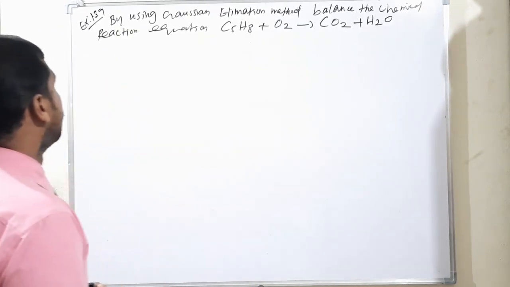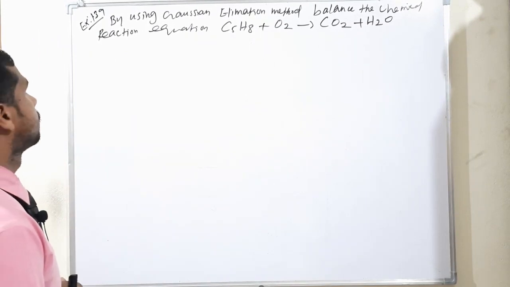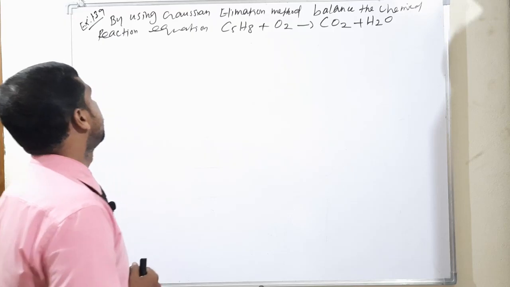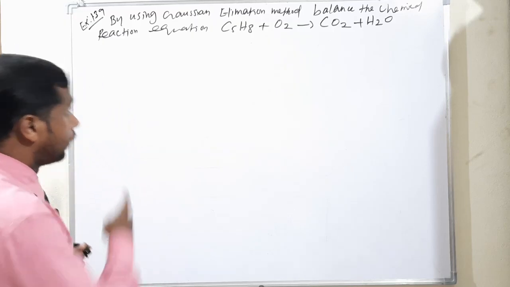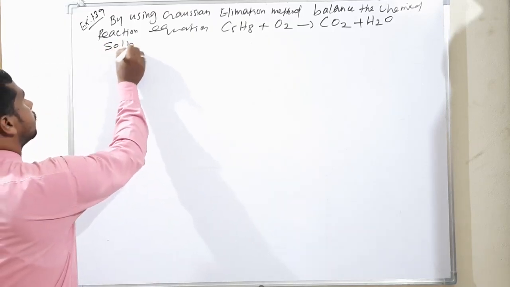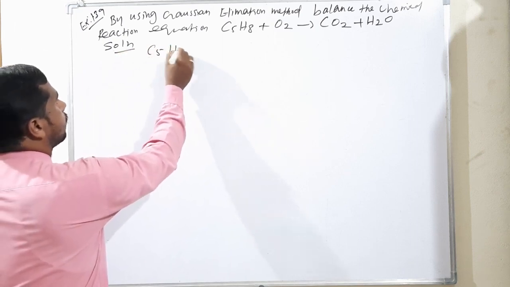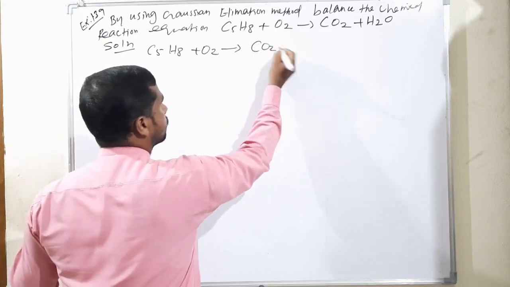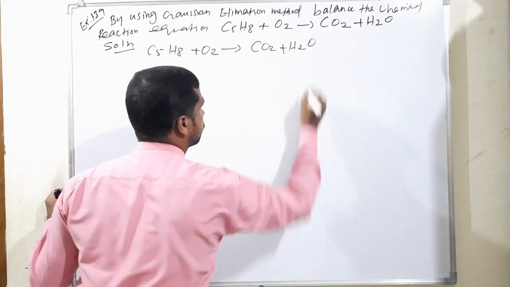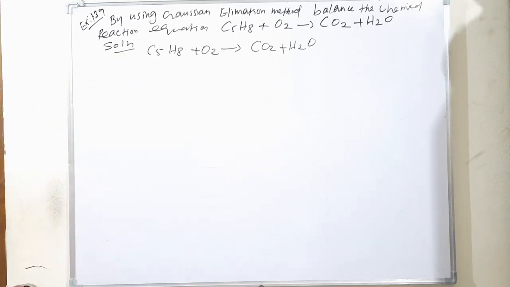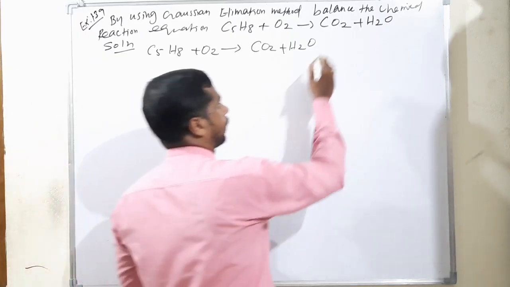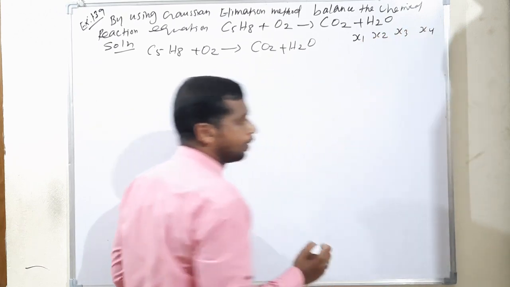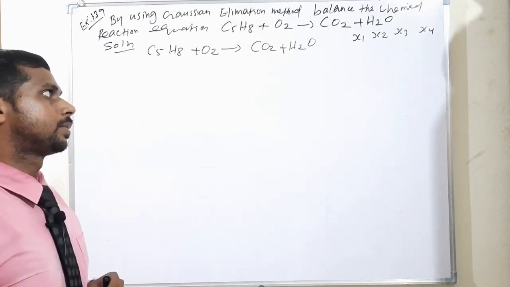So one of the important 5 mark questions, example 1.39: Gaussian elimination method, balancing the chemical reaction equation. What is the given equation? C5H8 plus O2 gives CO2 plus H2O. I will consider positive integers, first x1, x2, x3 and x4. So positive integers x1, x2, x3 and x4.